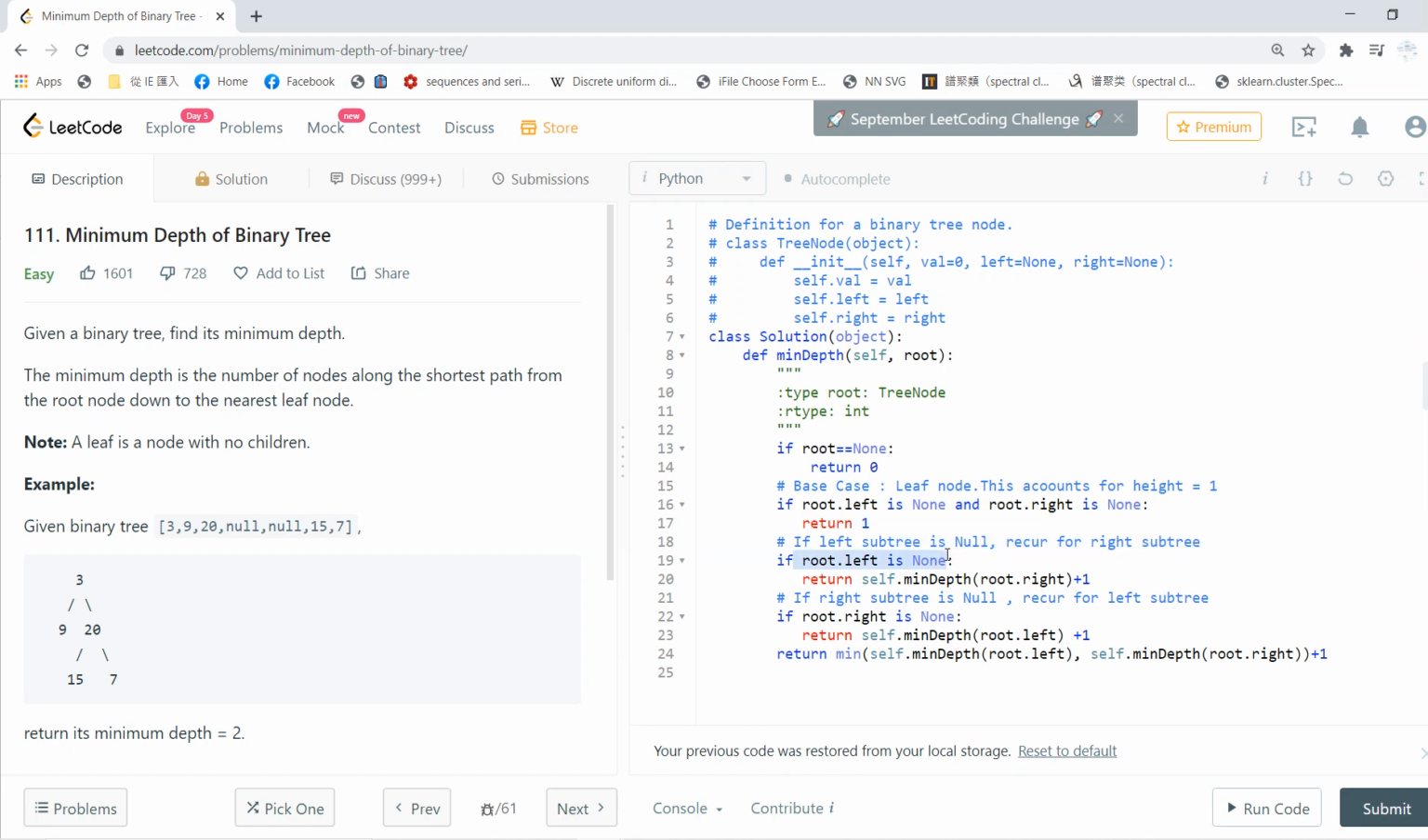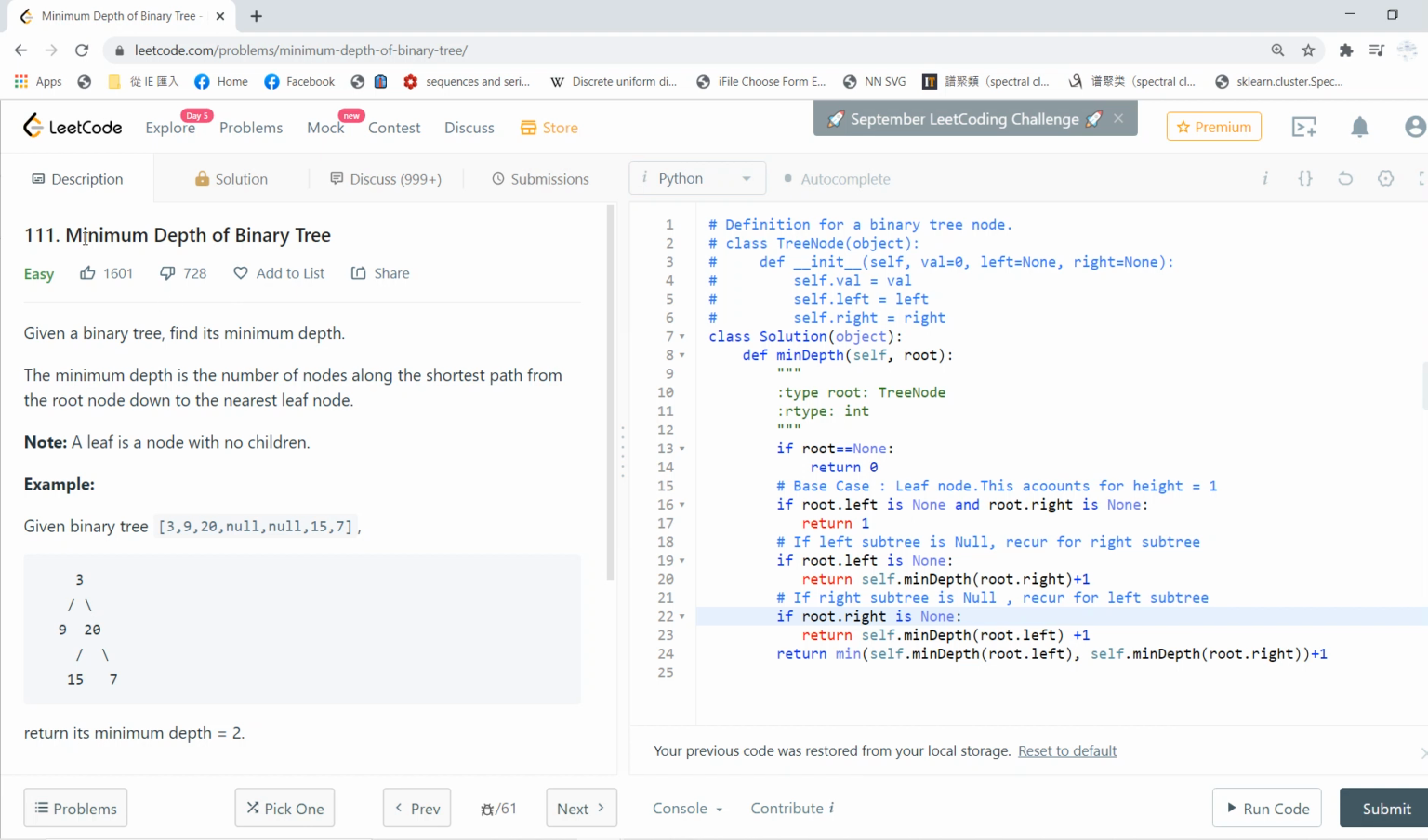And if the left tree is 0, then we should return the minimum depth of the right tree plus 1. And vice versa, if the right tree is 0, then we should return the left tree plus 1. Right, this is very common. And else, we return the minimum of the left and right plus 1.